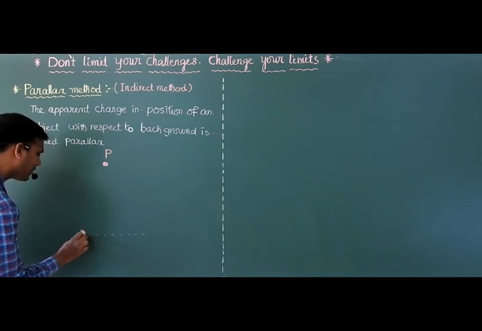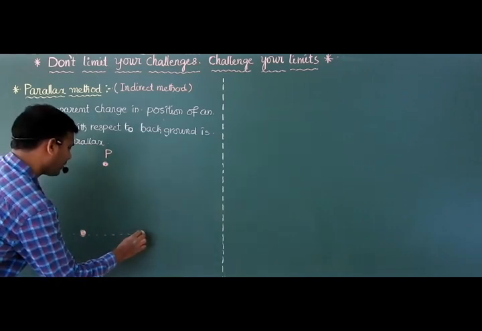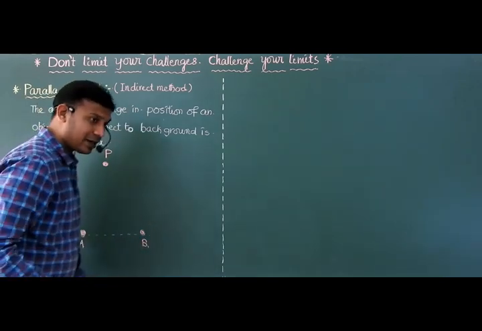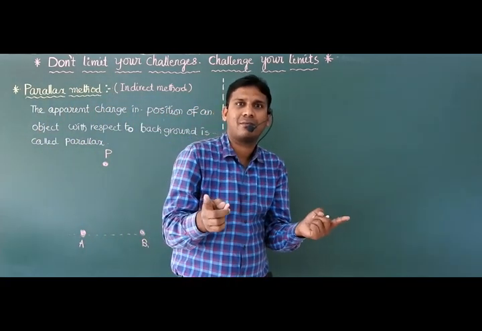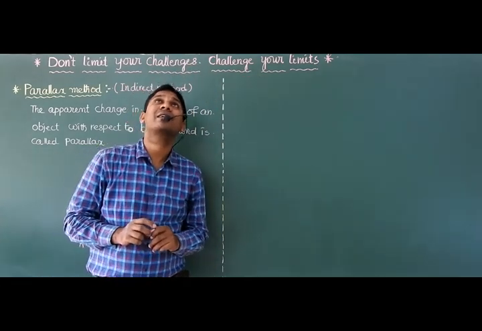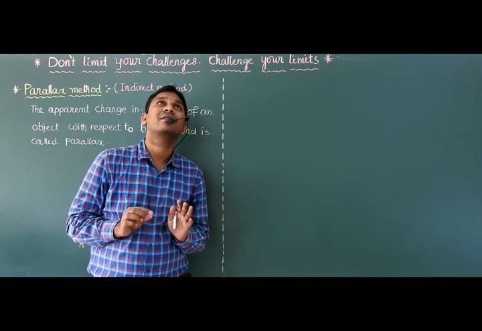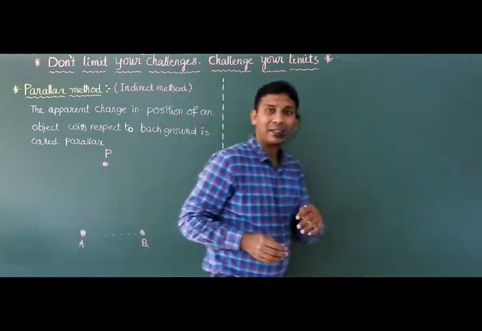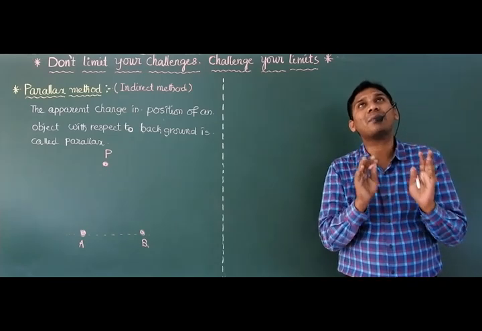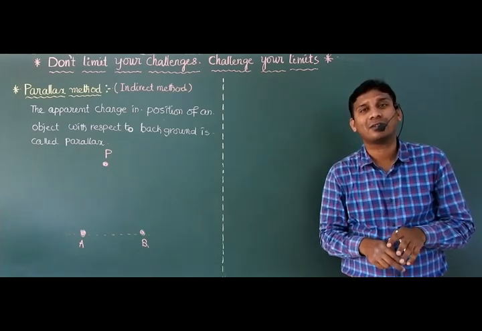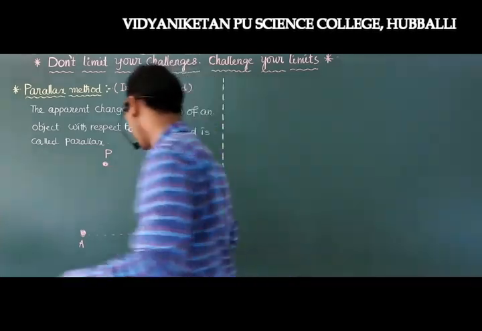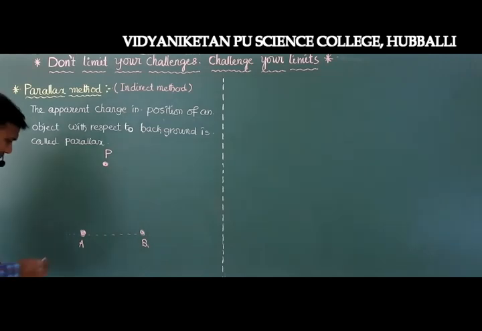Two persons, A and B, are in different places. Now I am observing the sun like this. Person A and person B are observing the same object from different locations, that is A and B. But both are observing the same planet.